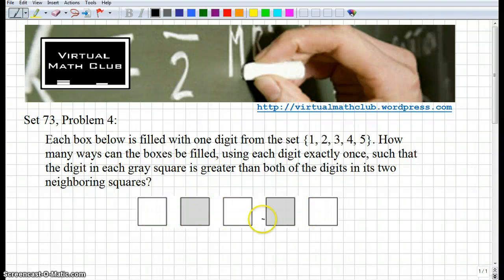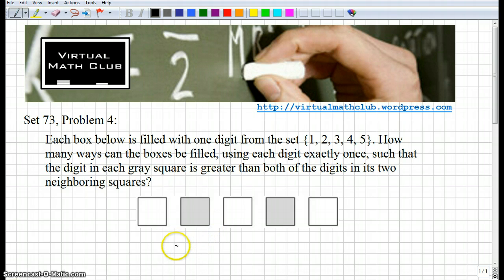All right, we've got these 5 boxes here, and we want to fill them with the digits 1, 2, 3, 4, 5, using each digit exactly once. And the question is, how many ways can we fill these boxes so that the digit in each gray square is greater than both of its neighboring digits? Okay, so the boxes on either side will be less than whatever we put in the gray square.